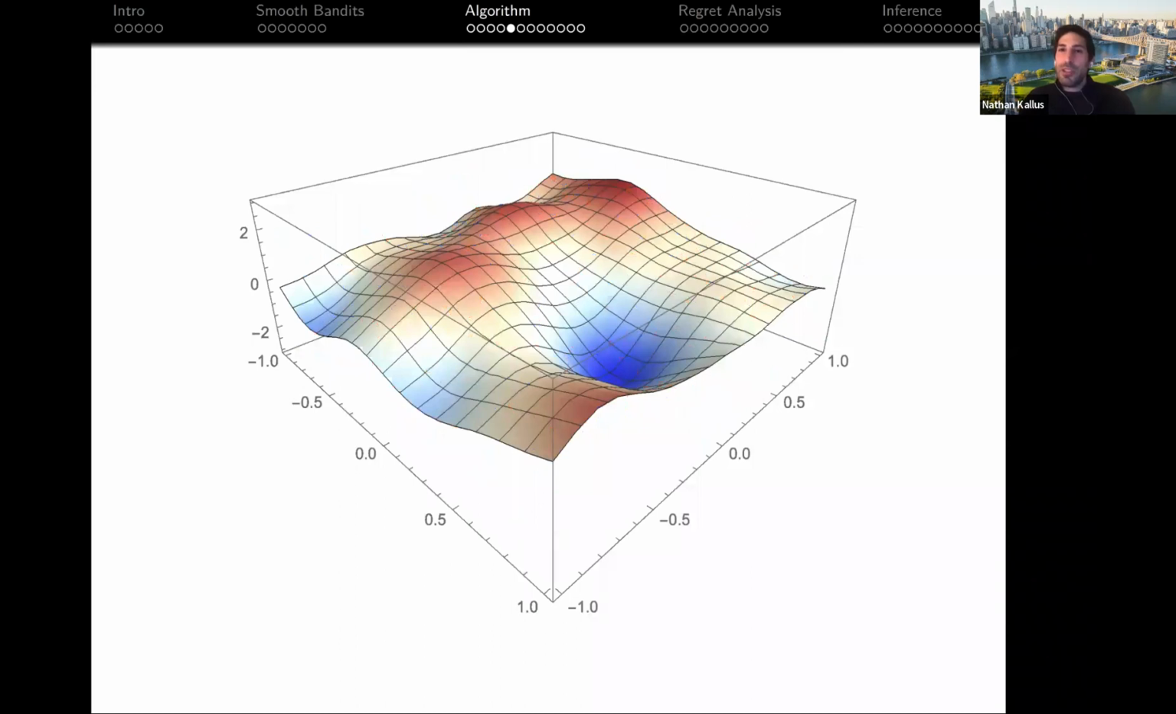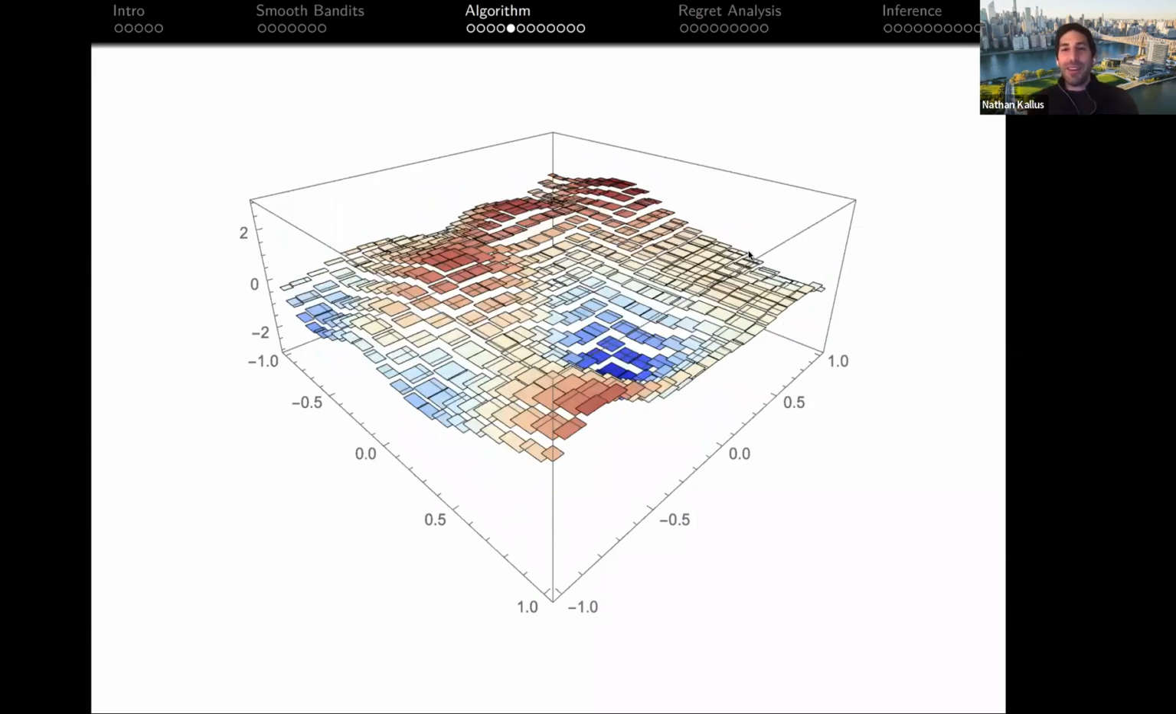Essentially what we're doing is we're not going to construct this local polynomial estimate at every point. We're going to discretize it by covering the unit cube by these small little cubes and making only one estimate per cube. So now I'm going to estimate my function as just this piecewise constant function.